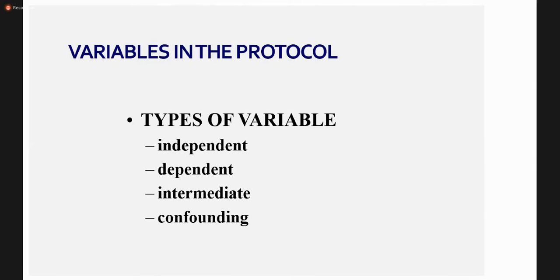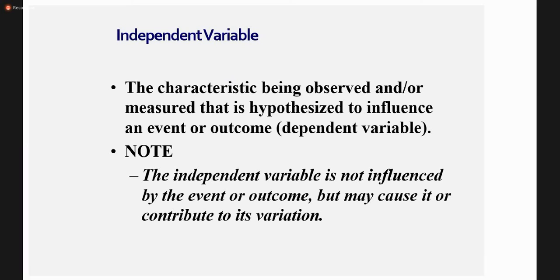Most of the time when we write our own synopsis, project or research report, the scientific committee or the IRB committee asks us: what is your independent variable, what is your dependent variable, which ones are confounding variables, and maybe the intermediate variable. So here you should understand what these things mean. Independent variable, what are these?